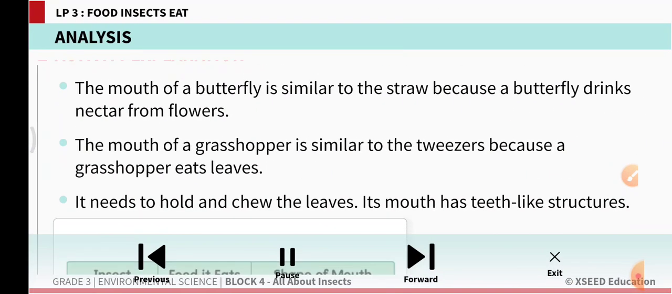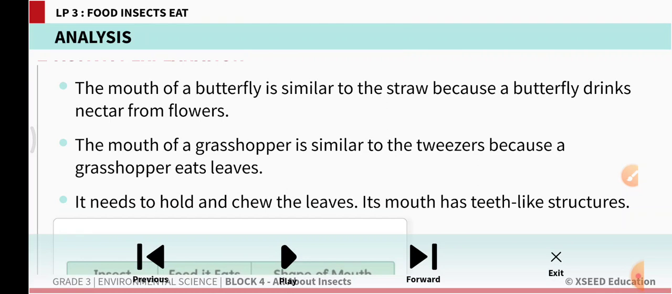So the mouth of a butterfly is similar to a straw, okay. A butterfly's mouth is like a straw because a butterfly drinks nectar from flowers. The mouth of a grasshopper is similar to tweezers because a grasshopper eats leaves. So previously we saw the tweezers and the straw, and we understood that the straw is useful to drink or suck fruit juices.